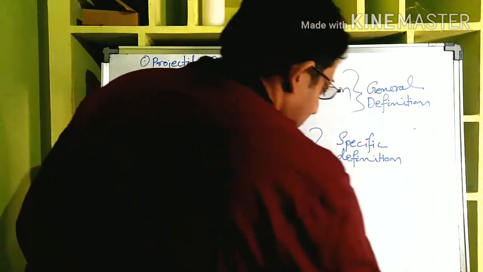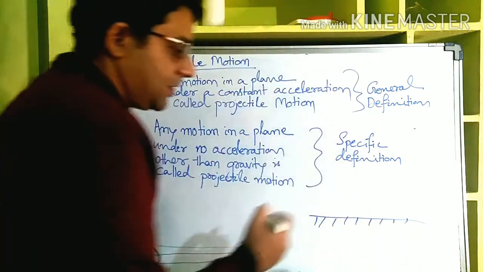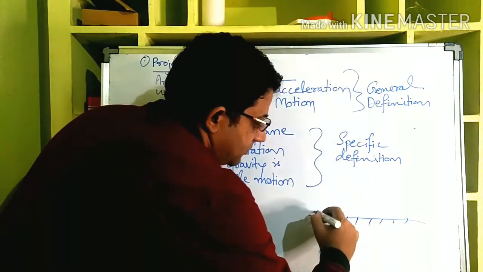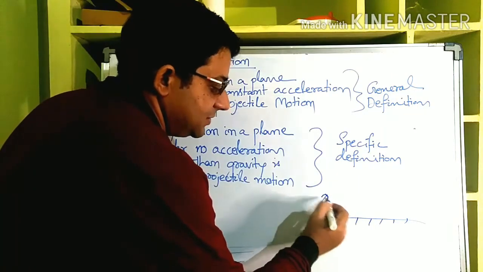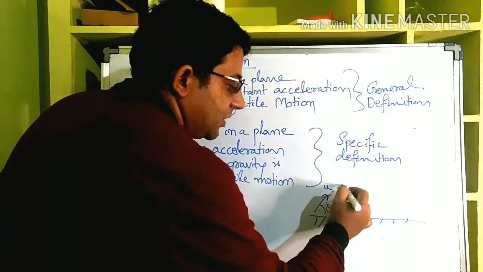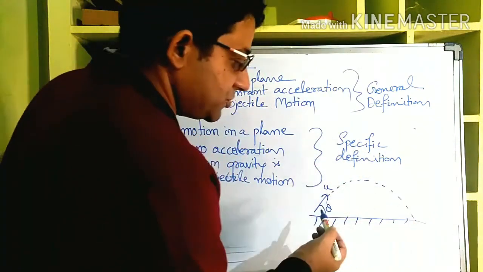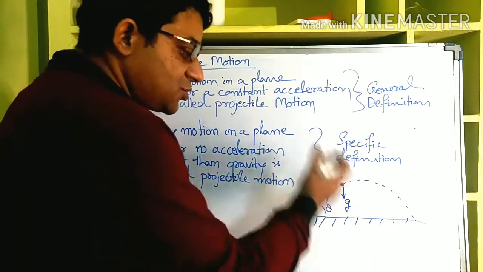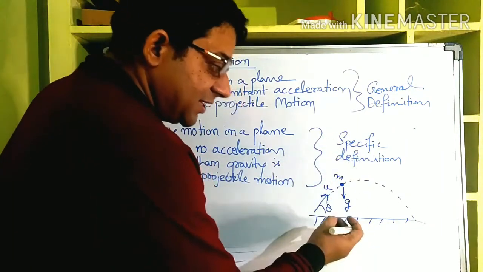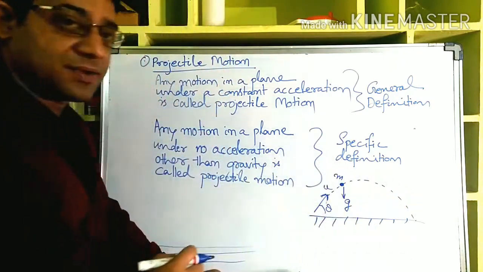That means, suppose this is the ground, you throw a stone with some particular velocity at some particular angle, then it will go and fall back to the ground. Now see what kind of a motion this is. All the time earth pulls it with a force of mg. So under the acceleration due to gravity, or under the gravitational force only, it is moving all the time, right?